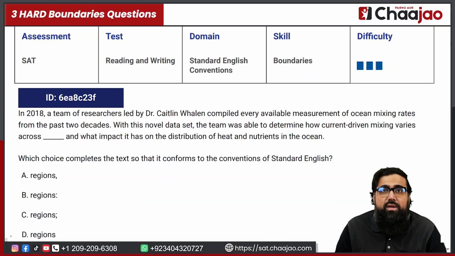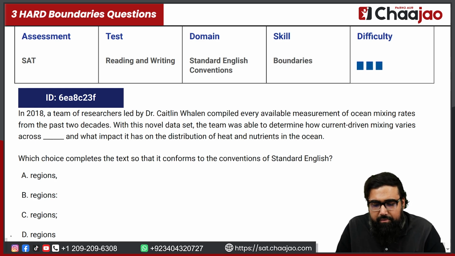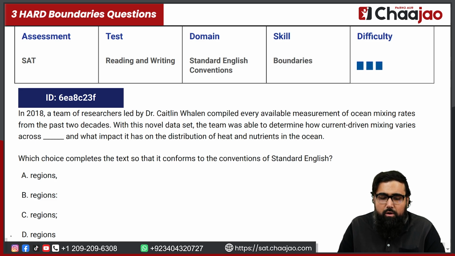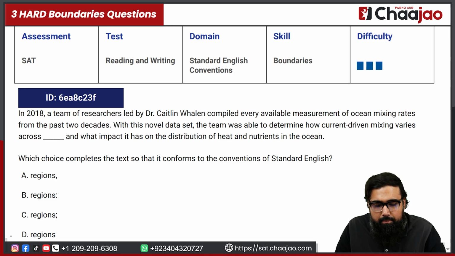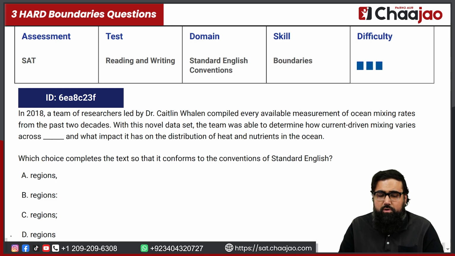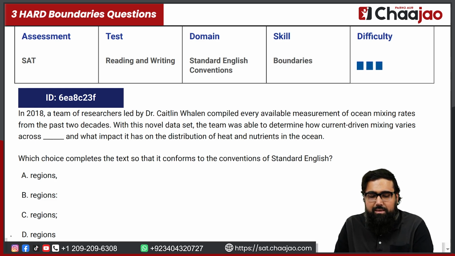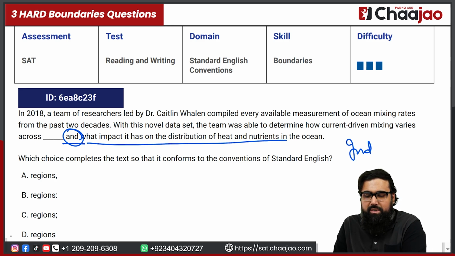So the next question that we have says, in 2018, a team of researchers led by Dr. compiled every available measurement of ocean mixing rates from the past 2 decades. With this novel data set, the team was able to determine how current-driven mixing varies across regions and what impact it has on the distribution of heat and nutrients in the ocean. So if you look at it, obviously this sentence is a list, because you have "and" over here, and what's written after it is not an independent sentence.